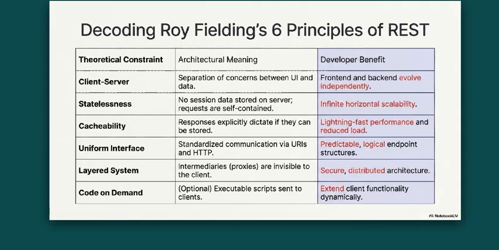It really does. That grammar is going to be crucial when we look at the actual code later. But let's keep moving. The fourth principle is layered system. Right. So a layered system dictates that the architecture is composed of hierarchical layers. And this is the critical part. Each component cannot see beyond the immediate layer it is directly interacting with.